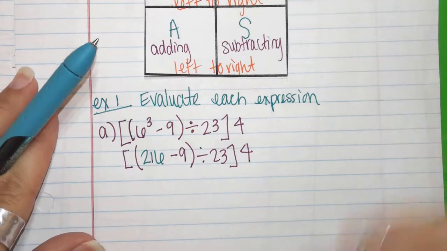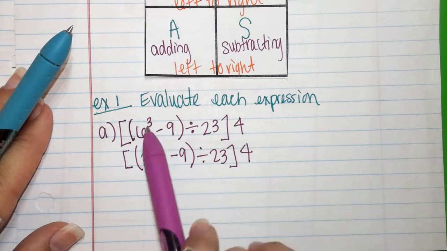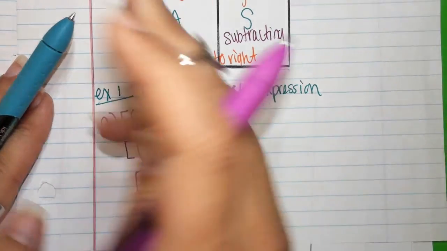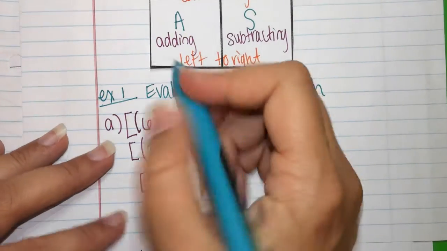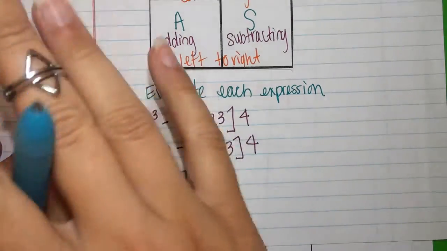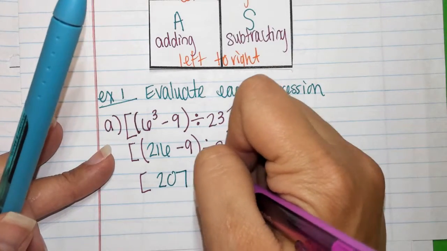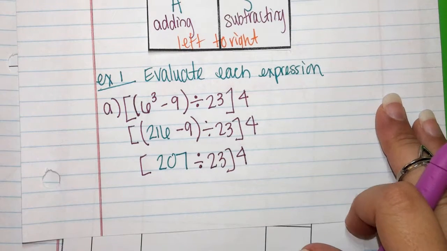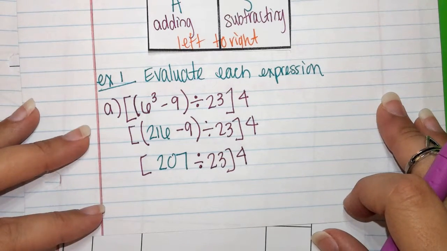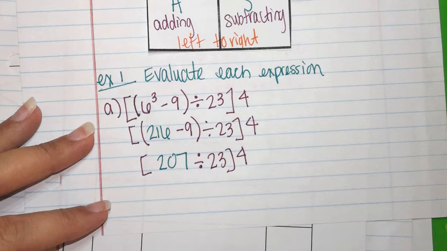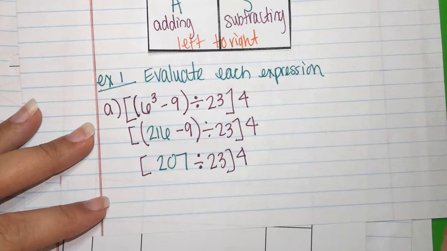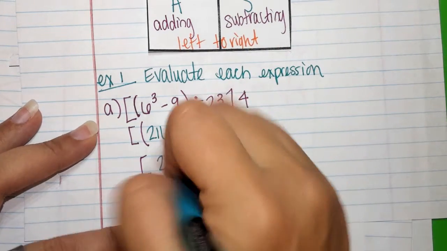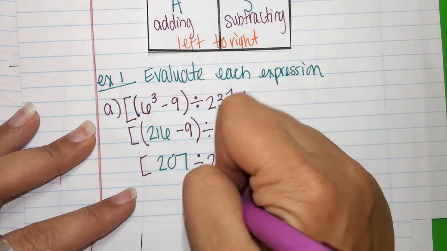Alright, now what do we need to do from here? We've done our exponents. We did what's in parentheses. Do we have more parentheses that we need to work out? Alright, what's 216 minus 9? Can we multiply anything by that 4 yet? Alright, do we still have parentheses? Alright, what's 207 divided by 23? And what's 9 times 4?